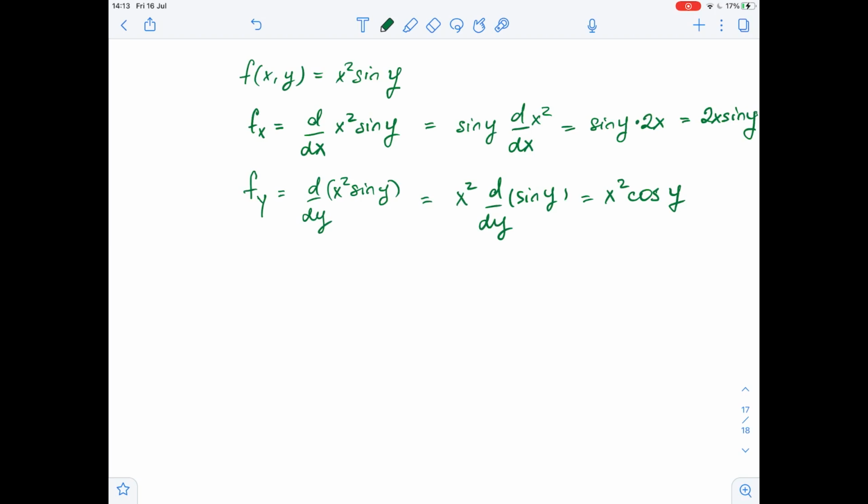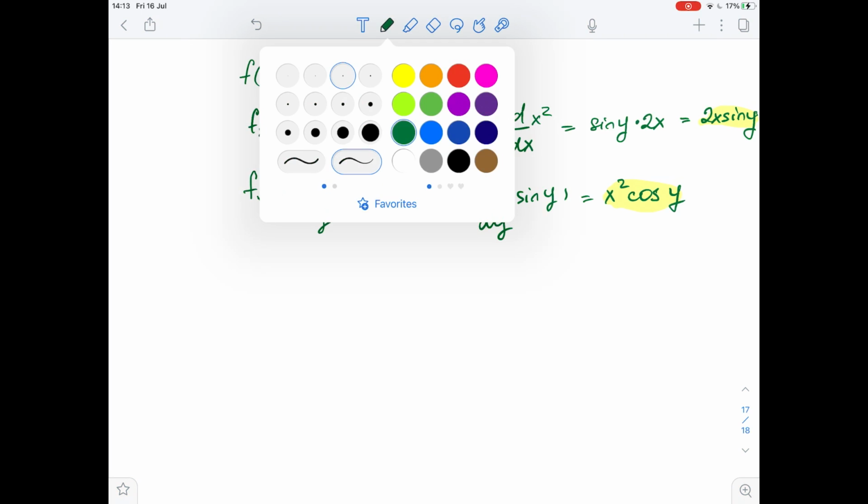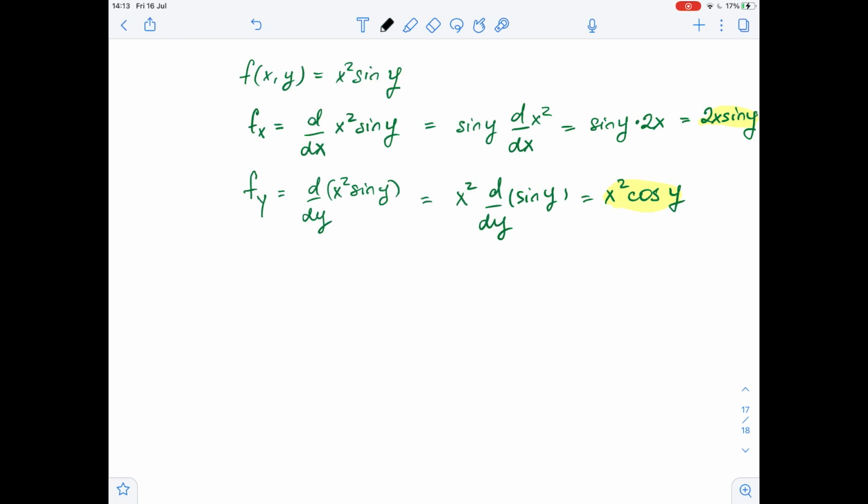Well, now we will use these derivatives in order to find the second order partial derivatives. Let's start by finding fxx. So fxx equals the derivative of fx with respect to x, so it equals the derivative of 2x times sine of y with respect to x.